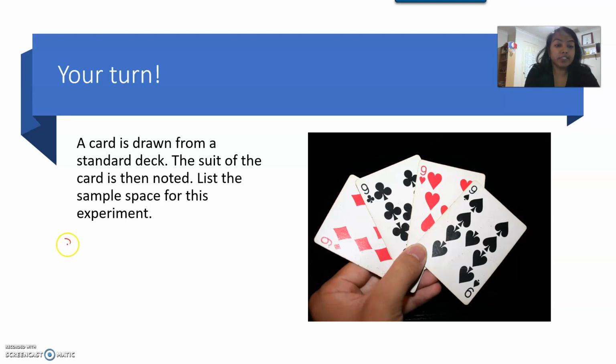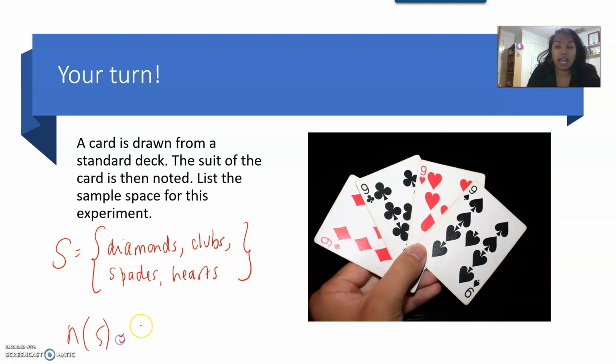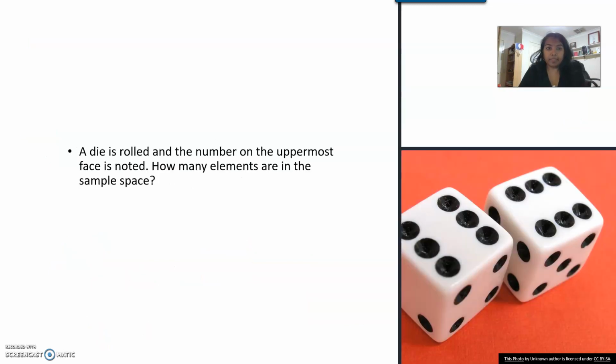So the way you write it is you write capital S equals, and then you want to list the sample space. So it'll be diamonds, comma, clubs. Make sure you put commas in between them. Then you got spades and hearts, and you close the bracket. So that's the list. If it asks you to state the number, then it'll be n(S), and there's obviously 4 different suits. So that's that one there.